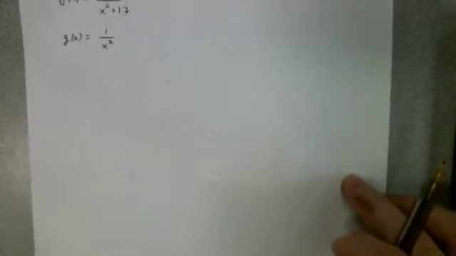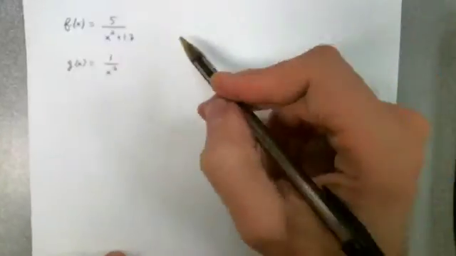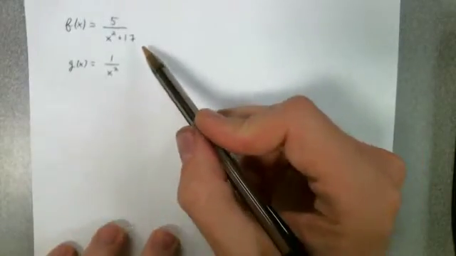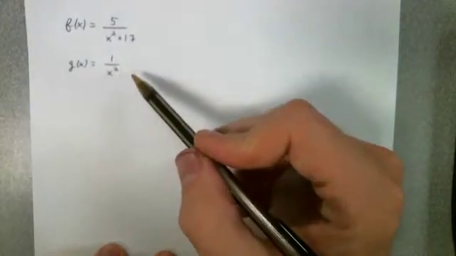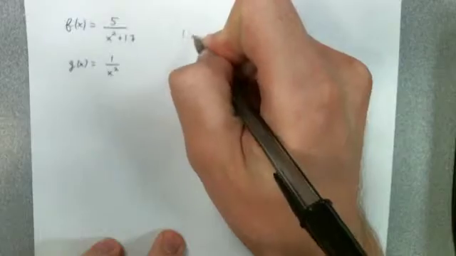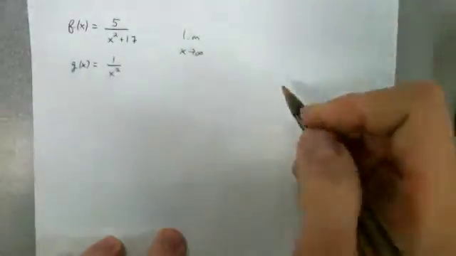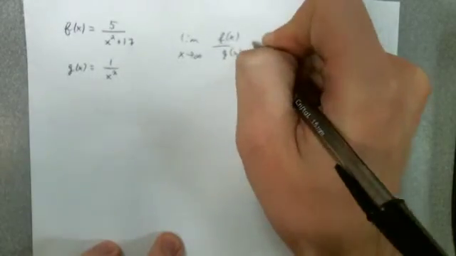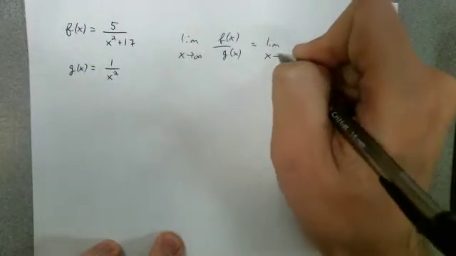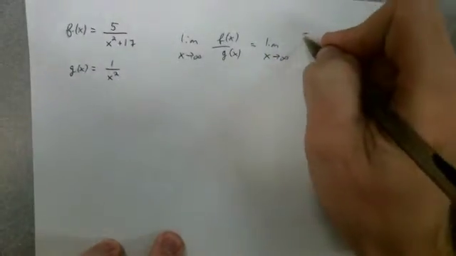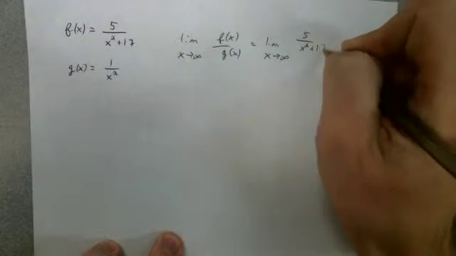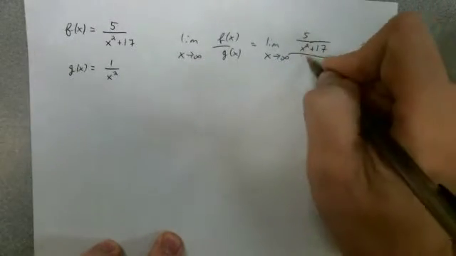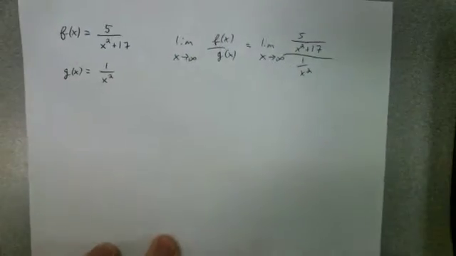Okay, let's look at another example. f of x equals 5 over x squared plus 17. g of x equals 1 over x squared. Let's find the limit as x goes to infinity of f of x divided by g of x. In other words, we're finding the limit as x goes to infinity of 5 over x squared plus 17, all over 1 over x squared.